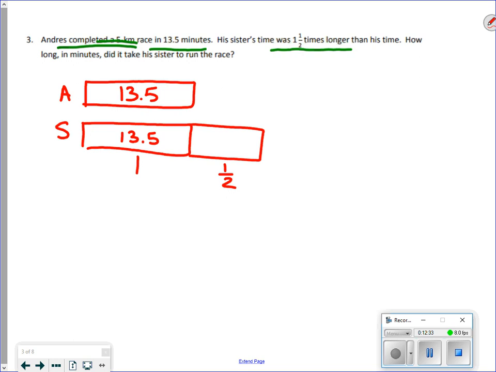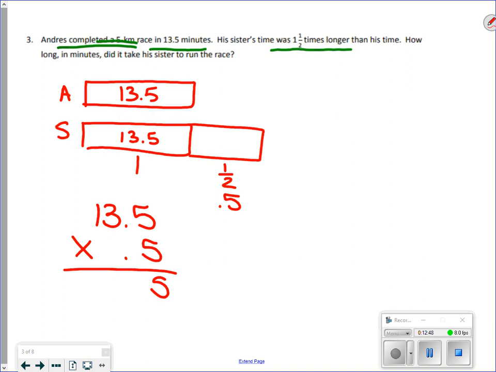What is the decimal for half? 0.5. I need to find out how much this is. So she did 1.5 times longer. I need to figure out her time. So she did 1.5. 1 is the full time that he did, plus 1/2 a time longer. So 1/2, 5/10. I need to figure out half of 13 and 5/10. So half times 13 and 5/10.